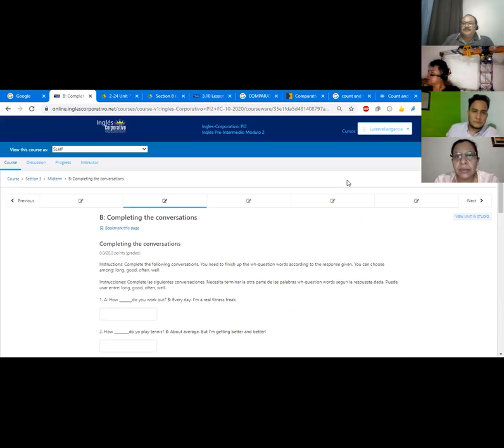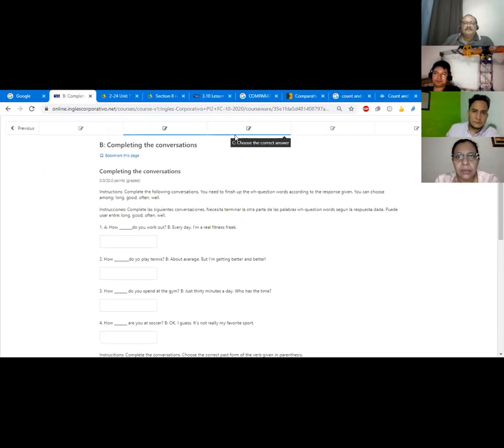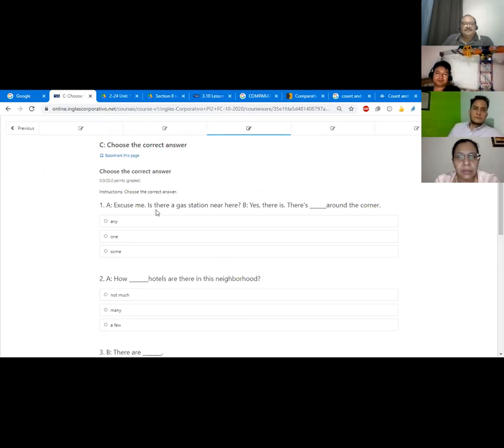Okay, let me see what else we have. Choose the correct answer. Excuse me, is there any gas station near here? Yes, there is. This is the exercise that we did today at the beginning. Remember, any is for negatives and questions. This could be one or some. One is for singular, some is for plural in this case. Say, excuse me, is there a gas station? Yes, there is. So it had to be something singular, because the question is singular. One. If the question is in plural, are there any gas stations near here? Yes, there are. There are some, okay? So it could be plural.